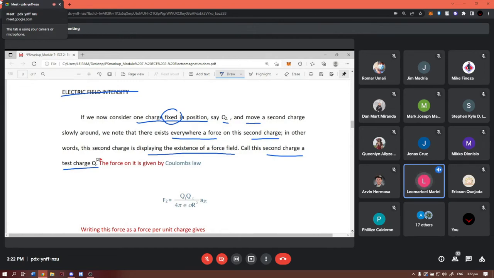So kung kukunin natin yung principle ng Coulomb's law pa rin, di ba, yung Coulomb's law natin, let's say force is given by two charges, Q1 and Q2. But on this case, hindi na Q2. Gagawin na natin siyang QT. Ibig sabihin ng QT, test charge, yung second charge natin. Okay? Ganun pa rin, 4 pi absolute permittivity R squared multiplied by the unit vector A1T.